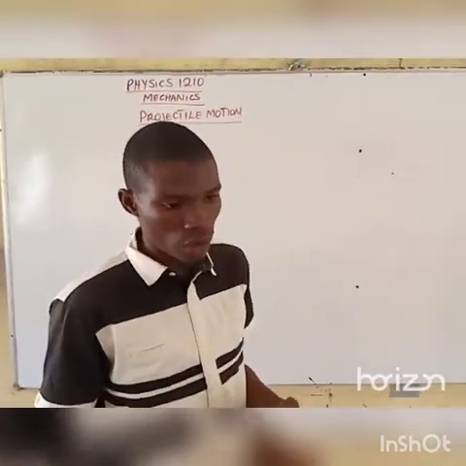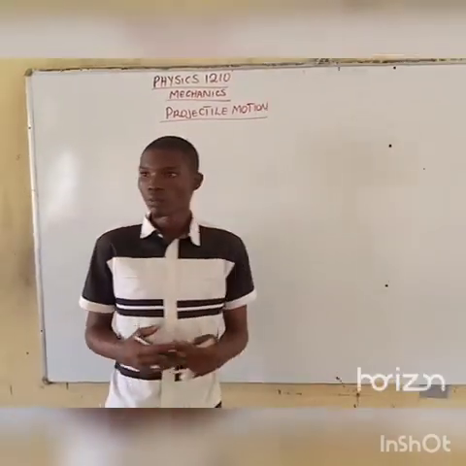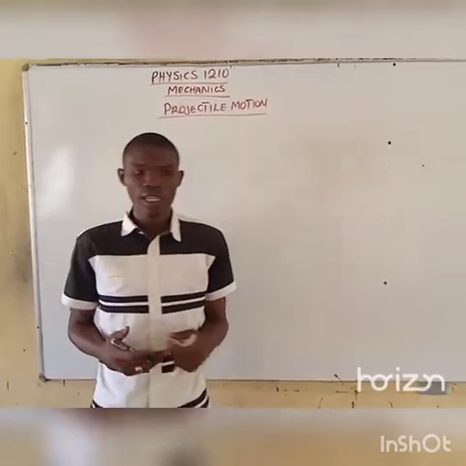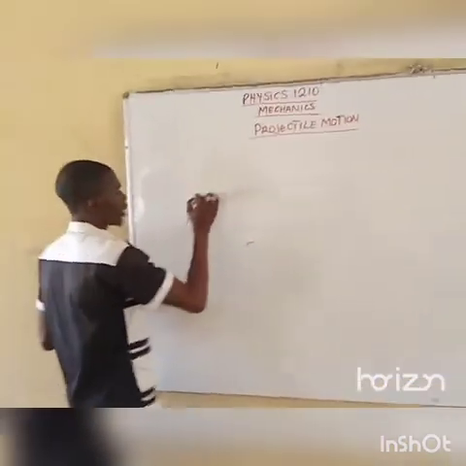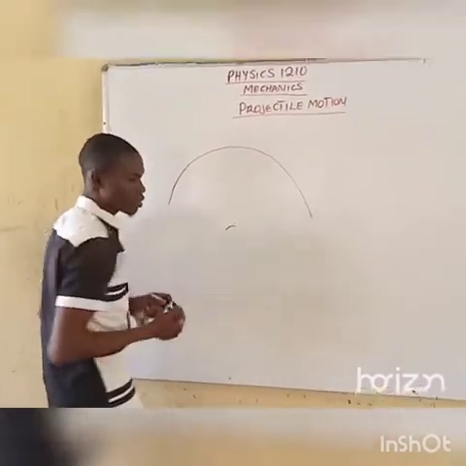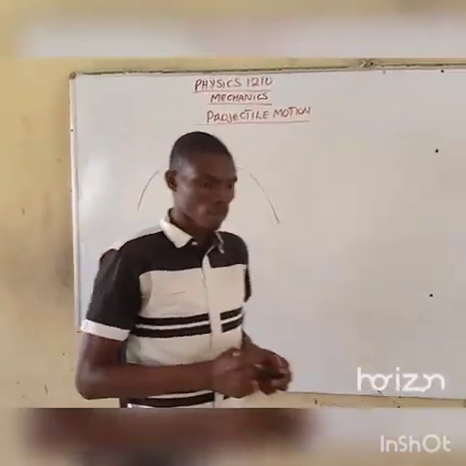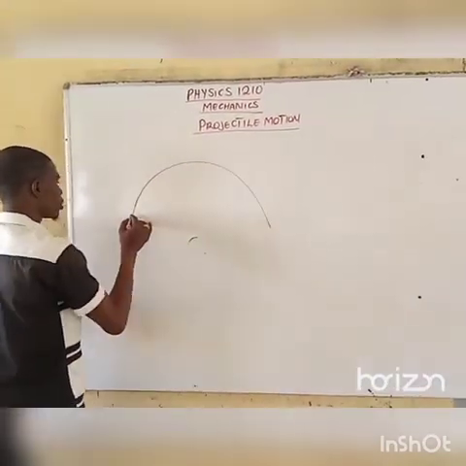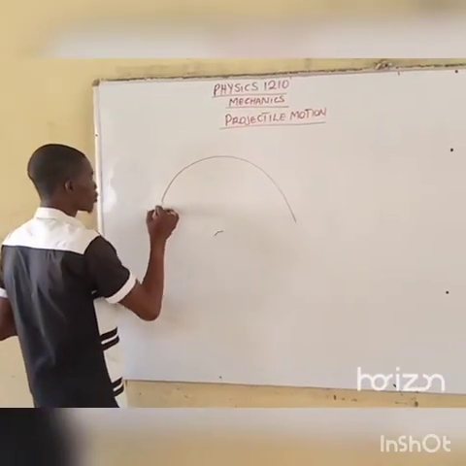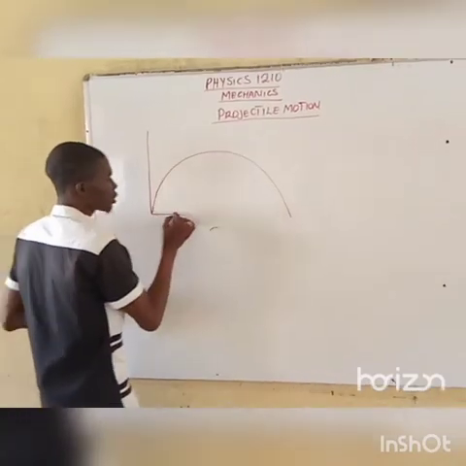A projectile motion is a motion in a parabola form, a motion in a parabola path. For example, you can have something like this. This is a parabola path, so a curved path. So this motion is called projectile motion. So when you have a body and you throw it like in this motion, it's referred to as what?